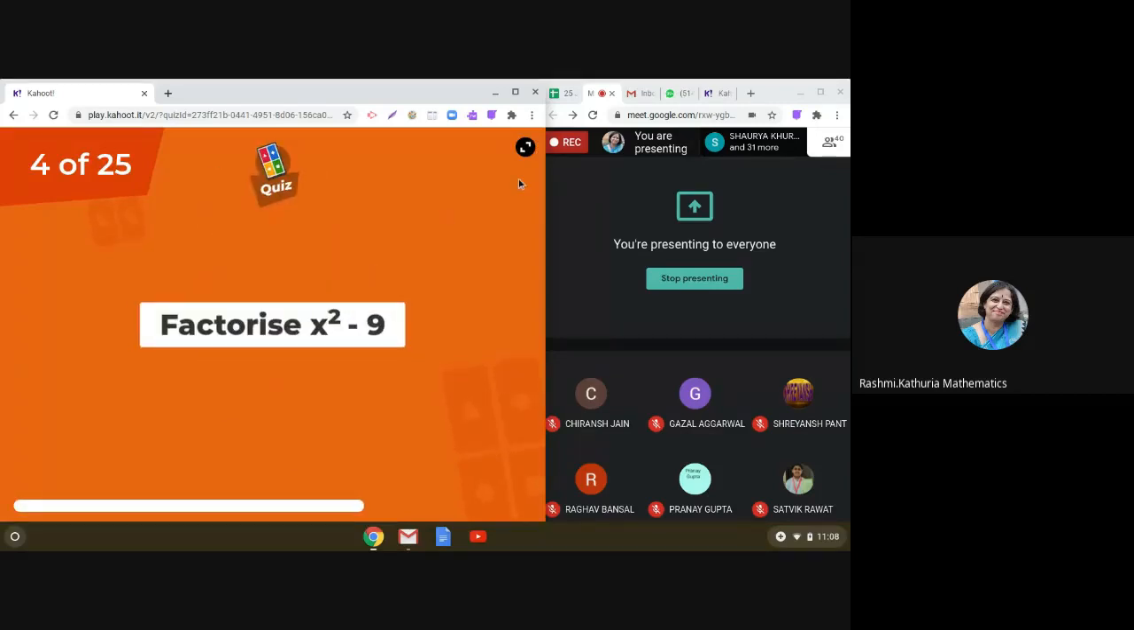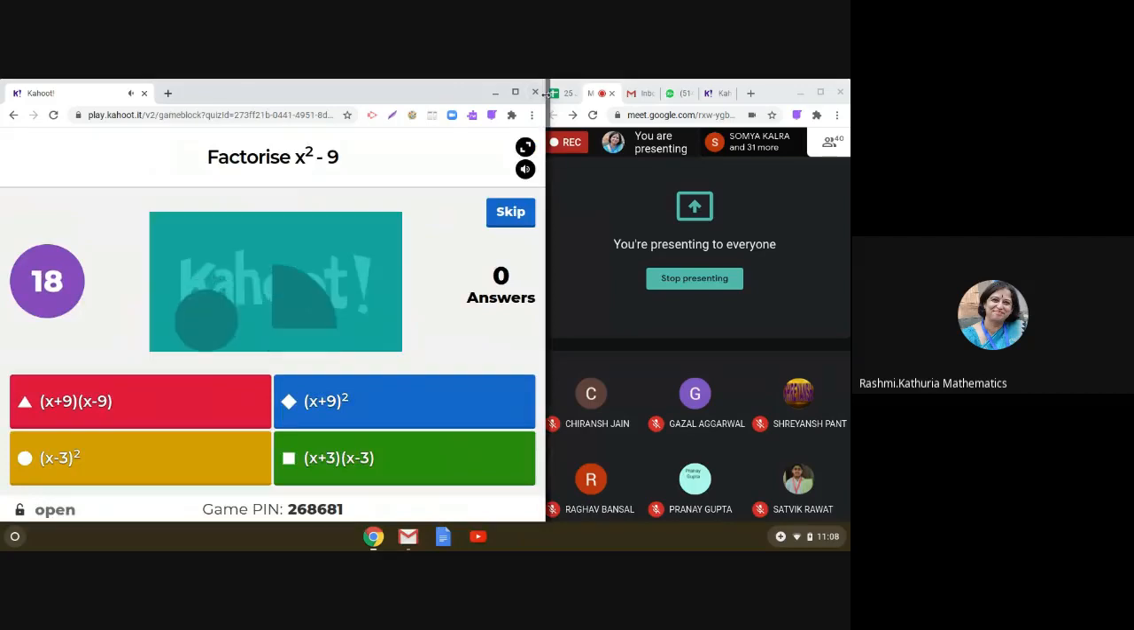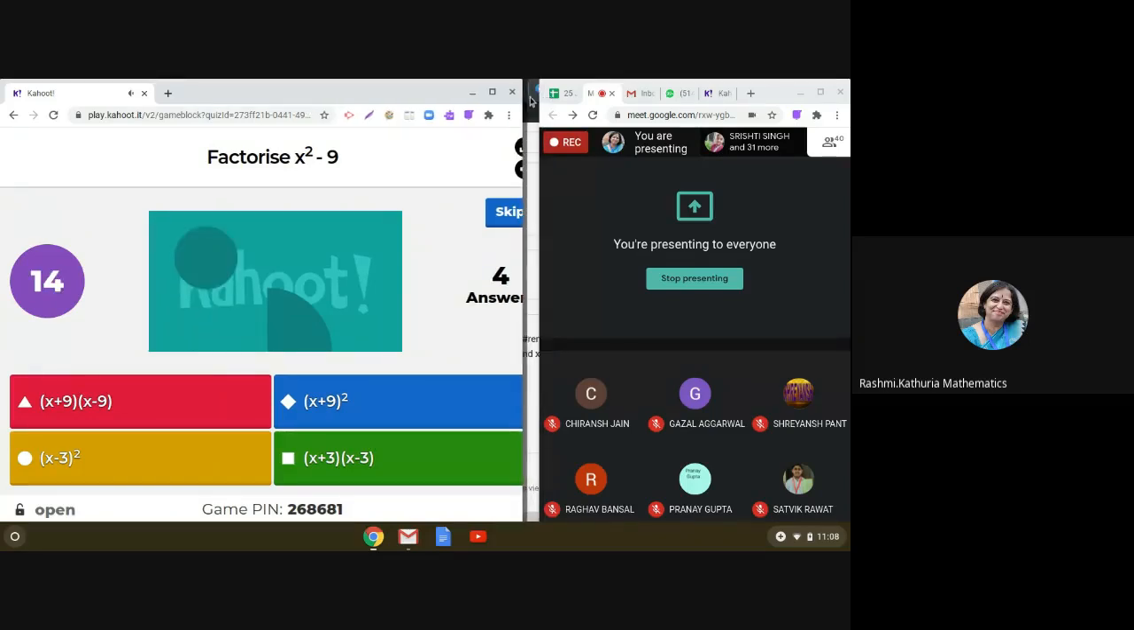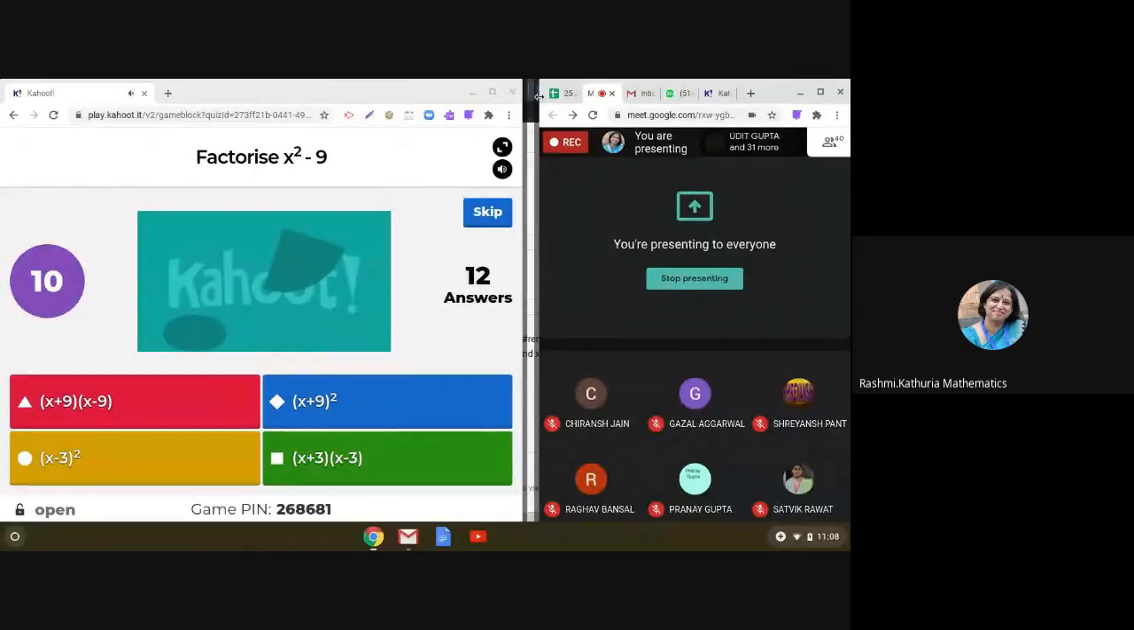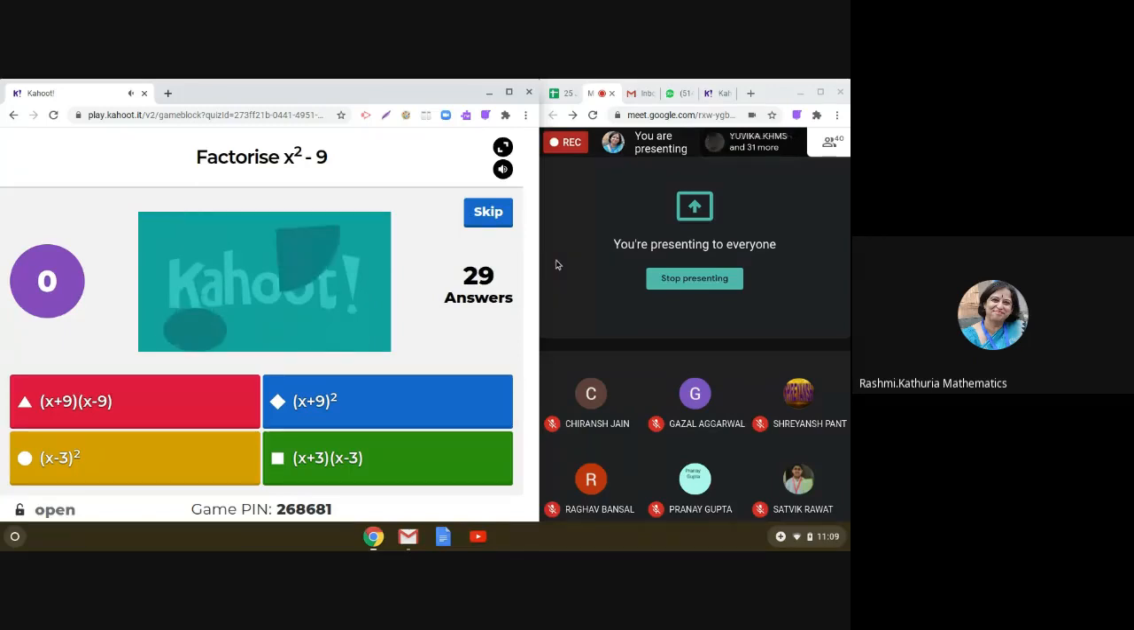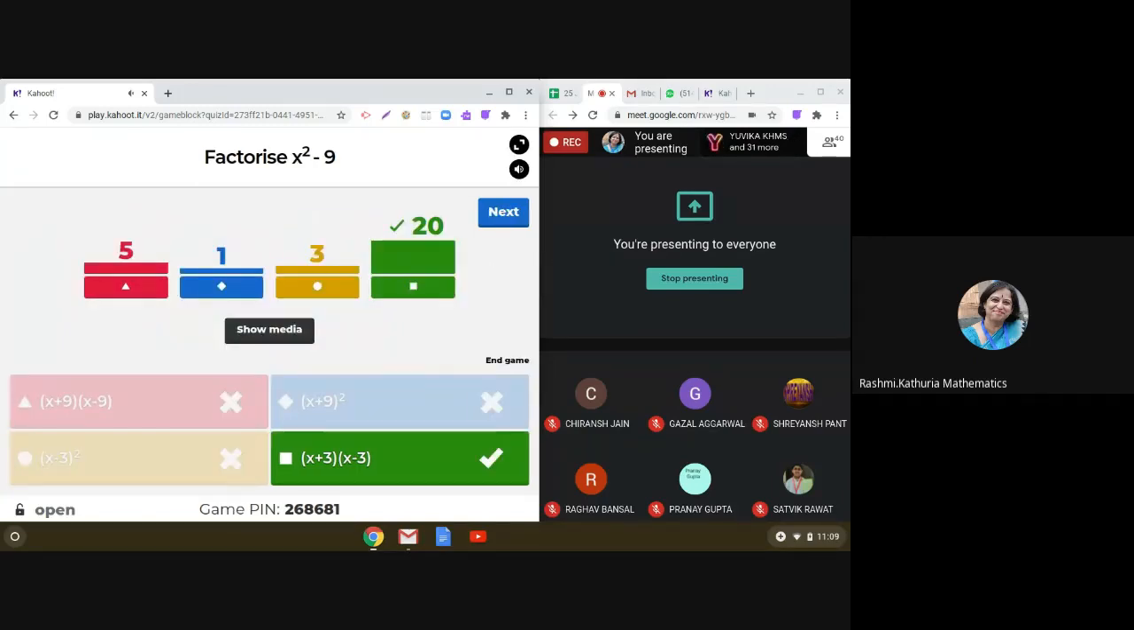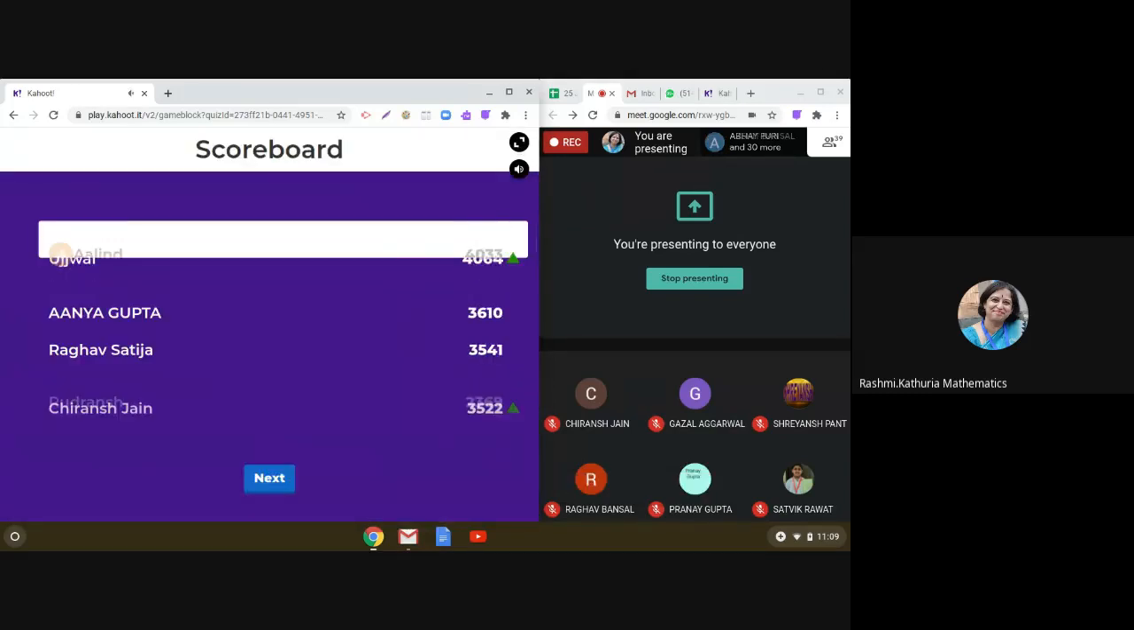Question number 4 of 25. Factorize x square minus 9. Amazing, 29 answers. And x square minus 9, how do you solve it? X square minus 9 is x square minus 3 square. And when you apply the identity a square minus b square, what do you get? X minus 3 into x plus 3. That's the correct answer. Moving on to next and check the scoreboard.